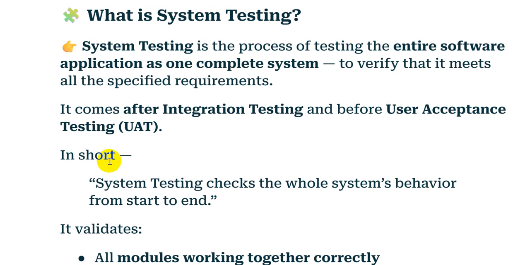What is system testing? System testing means we can test the complete application flow from start to end. That is nothing but system testing. It is done by the QA or testers. So let's deep dive into system testing.